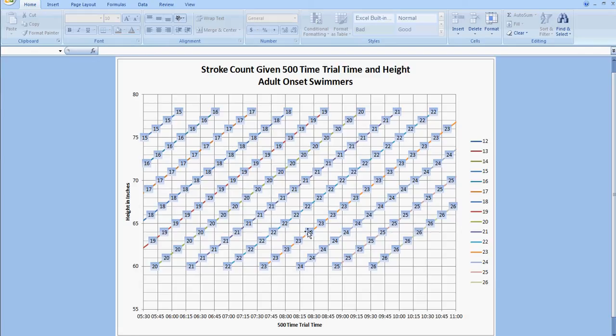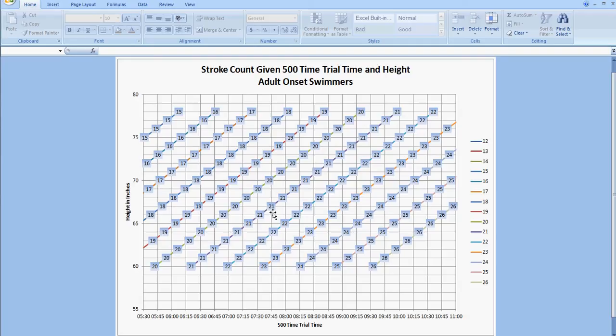So, when we get to practice and it's time to do that sort of thing, that guy is going to be working on holding his 500 time, but taking one or two fewer strokes on every 50. That's how he's going to try to get better when we work on our skills.